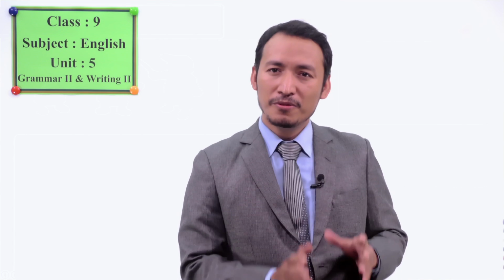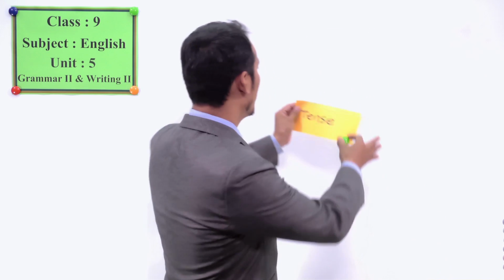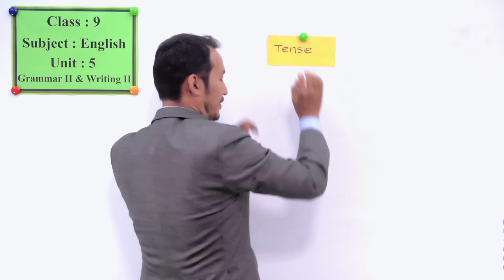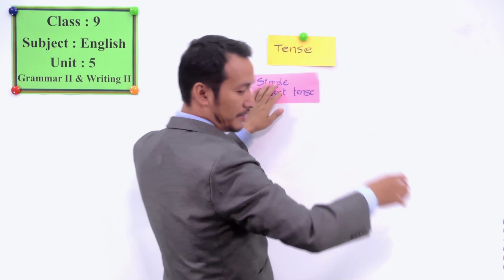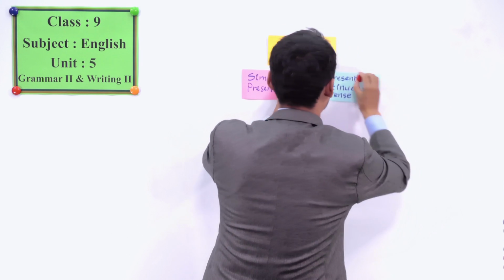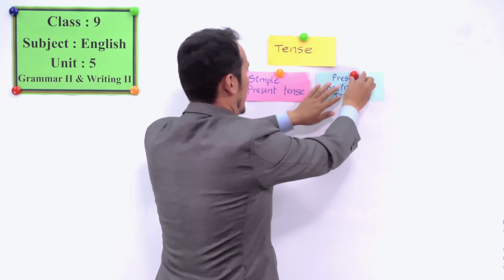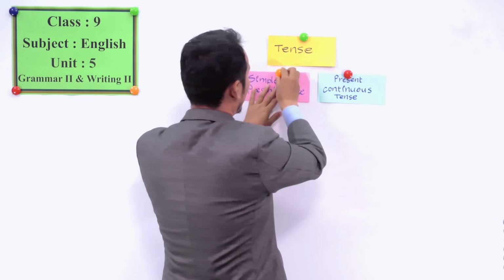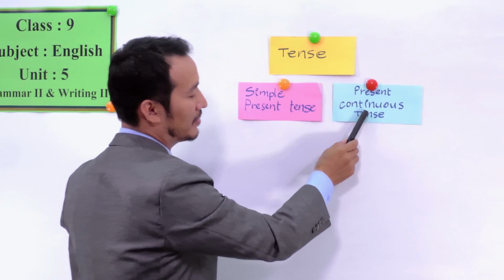Okay students, if you are still confused about simple present tense and present continuous tense, I'd like to explain it to you in brief. As we have already discussed, we have 3 tenses: present tense, past tense and future tense. We are talking about 2 aspects of present tense here. We are mainly talking about simple present tense and present continuous tense.